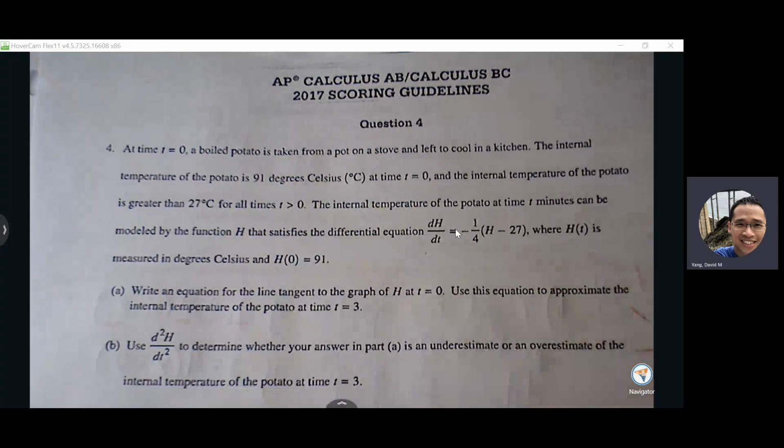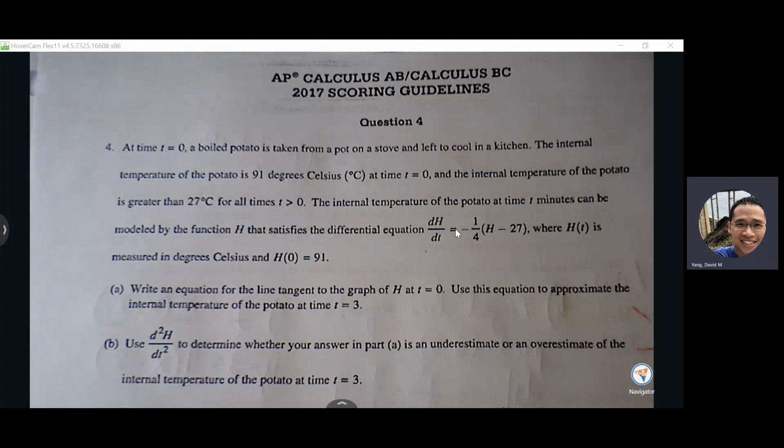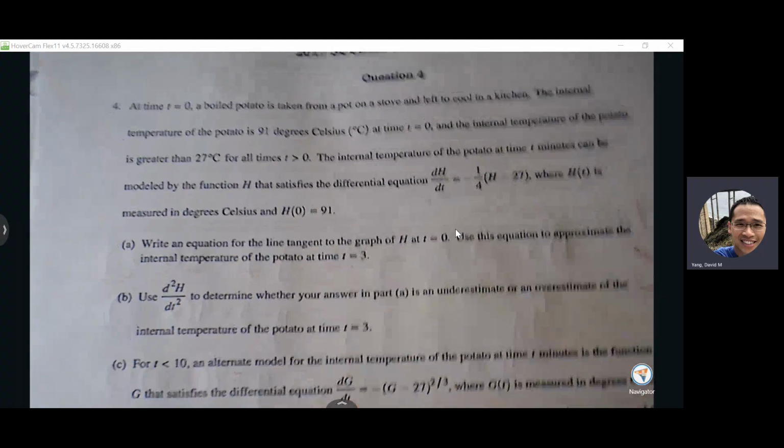So it's the same process as the previous problem. We're going to create a tangent equation. We're going to get an ordered pair. We're going to get the slope. We're going to get that tangent equation built. And then we're going to use that tangent equation to approximate what happens at 3.